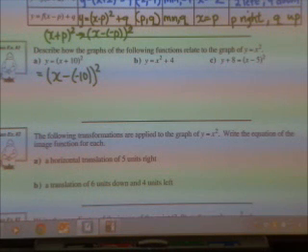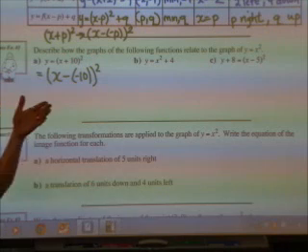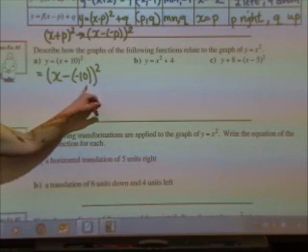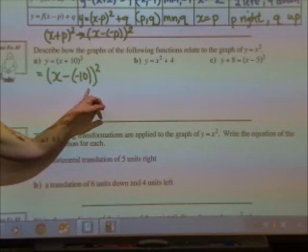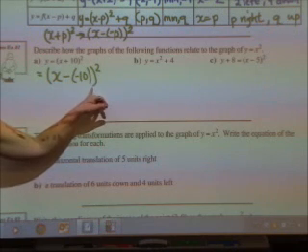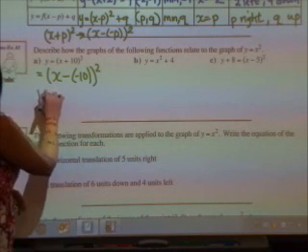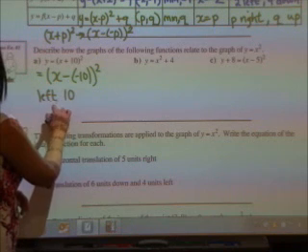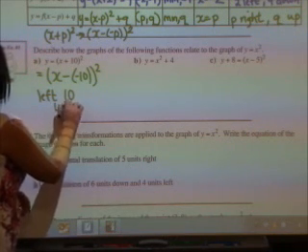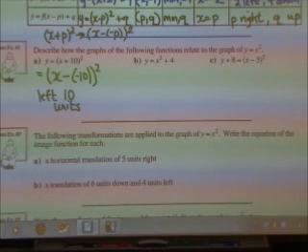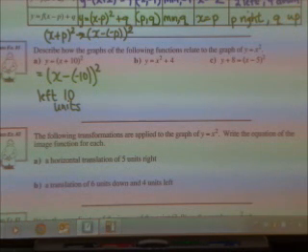Because it's with the x, it has to be a left or a right because my x's are on that horizontal axis. Am I moving left or right? Left, because this is a negative 10. So this is left 10 units. I won't expect you to write out all of the horizontal translation. It's implied if I tell you to move something 10 units to the left, it is a horizontal.